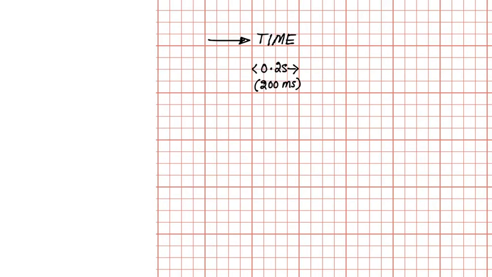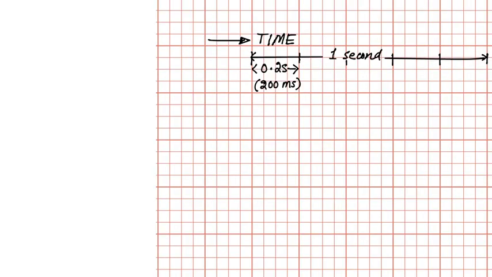Now let's talk about the EKG paper. We've talked about it in the past. Time is measured on the horizontal axis. One big box is 0.2 seconds or 200 milliseconds. How many big boxes combine to make 1 second? 200 milliseconds plus 200 is 400, plus 200 is 600, plus 200 is 800, plus 200 is 1000 milliseconds, making 1 second. So 5 big boxes make 1 second.